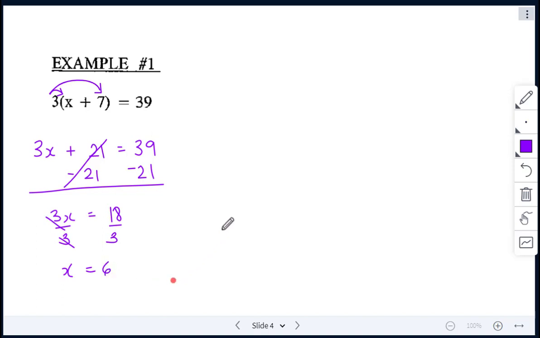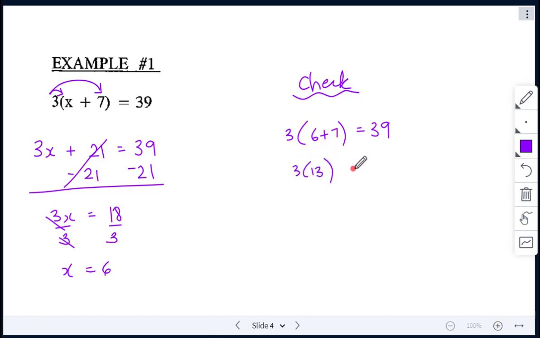You can do a quick check as well. We can take the 6 and put it back into our equation. So if we were to do a check, 3 times 6 plus 7, and it has to equal 39. We have 6 plus 7, which is 13. So 3 times 13, does that equal 39? And it does. So the left side is equal to the right side. Therefore x equals 6. We have just confirmed that it is correct.